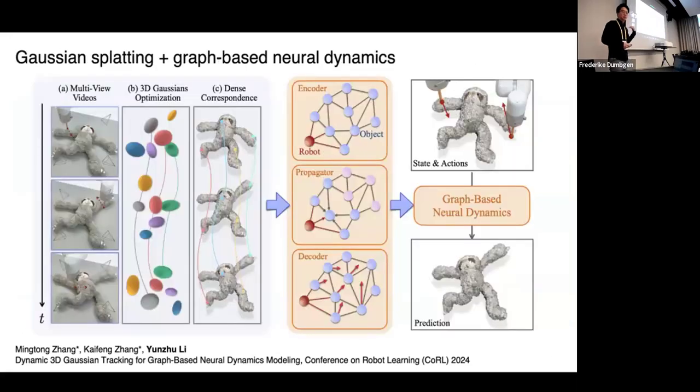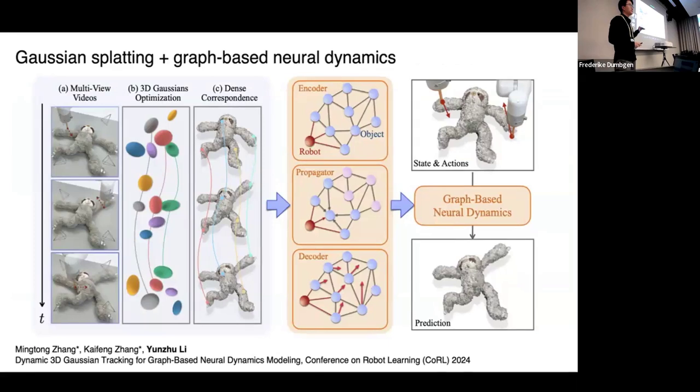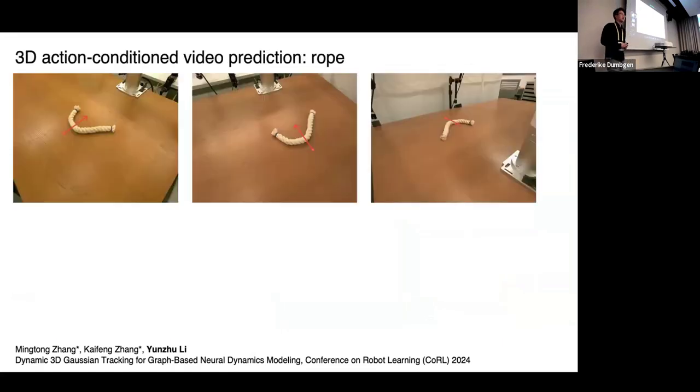So in this work, also at CoRL this year, we're essentially using dynamic Gaussians to track the objects over time, and using this tracking information to instantiate the particle sets that are evolving over time. And we subsample from the Gaussians to obtain the anchor points that instantiate our graph-based neural dynamics models. And then we'll be able to learn the models based on those anchor points, and then do the future predictions.